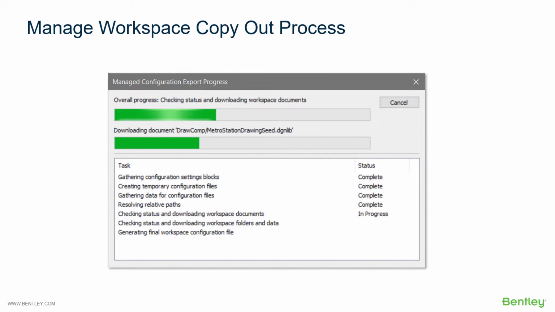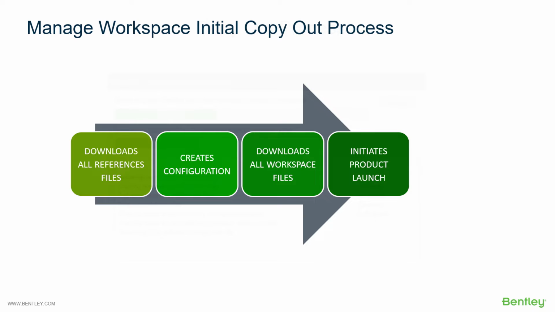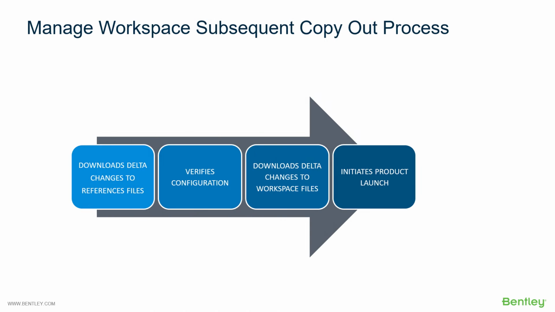This image shows an example of what the copy-out process looks like. The process begins by downloading all the reference files, then creates a configuration, downloads all the workspace files, and opens the application. The second time it opens a file, it checks for the delta of reference files, changes to the configuration, downloads the delta of the workspace files, and reopens the application. This second process is much quicker.